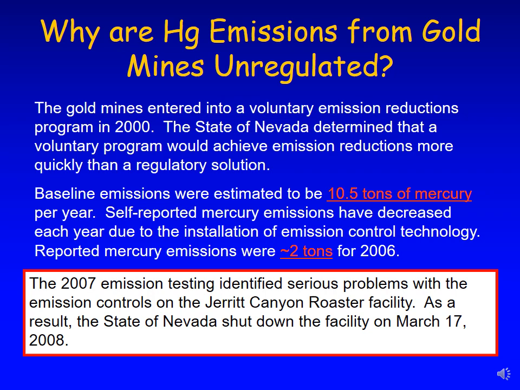So the 2007 emissions testing identified some serious problems with emission controls, especially at the Jarrett Canyon Roaster facility. And that Jarrett Canyon Roaster facility by itself was emitting more than 10 tons of mercury. So the self-reported values were certainly not accurate. And as a result, Nevada shut down the facility in March of 2008 and required a complete retrofit for mercury removing devices and testing thereafter.